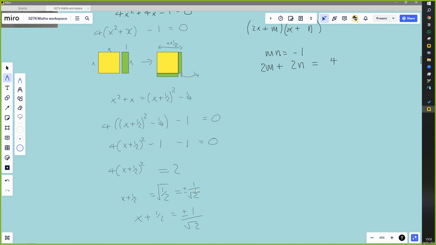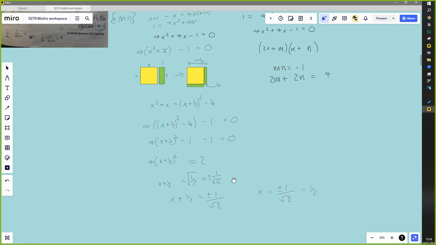And therefore, x is equal to plus or minus 1 over root 2, and then minus a half. So that is the solution.